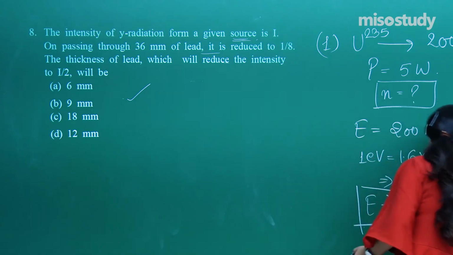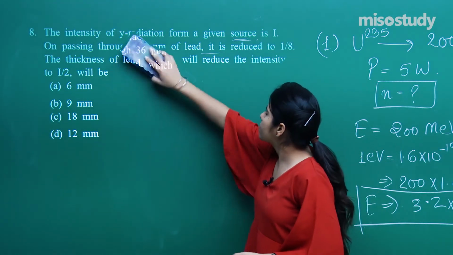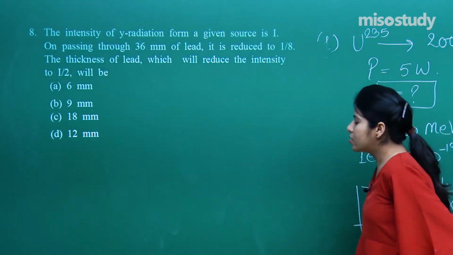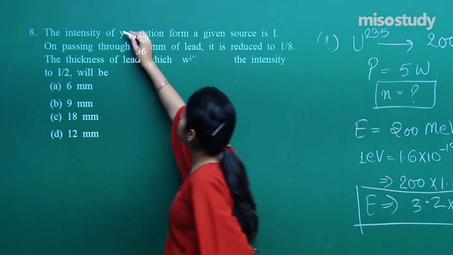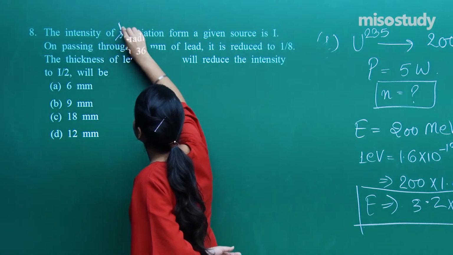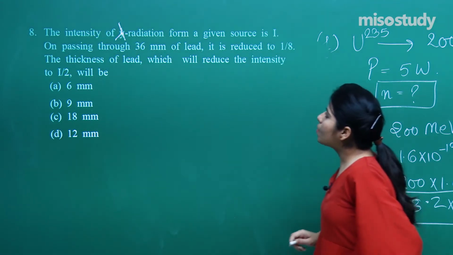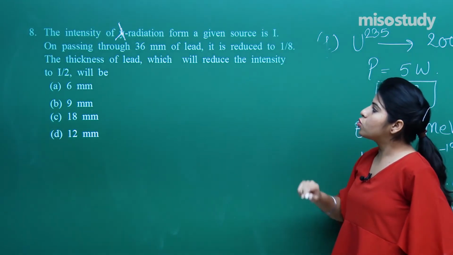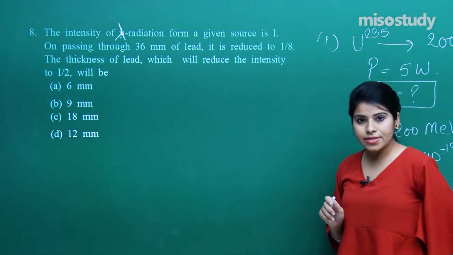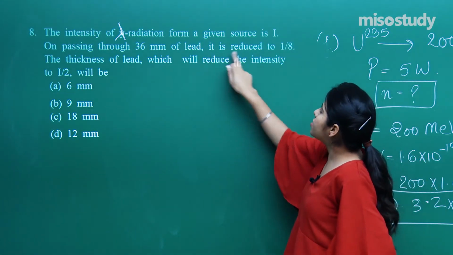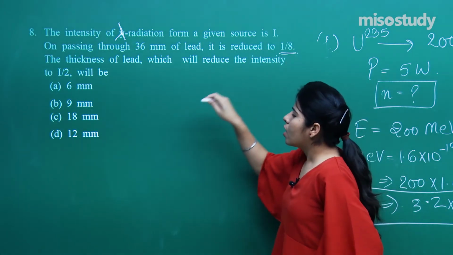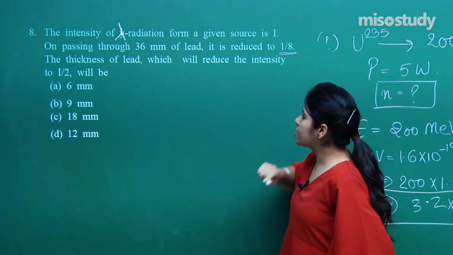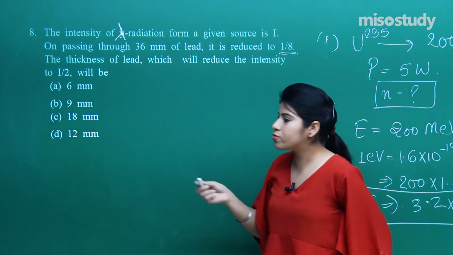Okay, so the next question, what I can see over here, is that the intensity of gamma radiation, this is not Y, you can convert it into gamma. So the gamma radiation from a given source is I. On passing through 36 mm of lead, it is reduced to 1/8. What will be the thickness of lead which will reduce the intensity? What do we have to find?